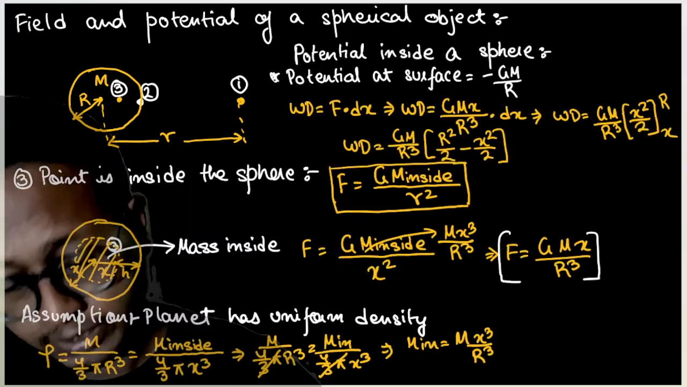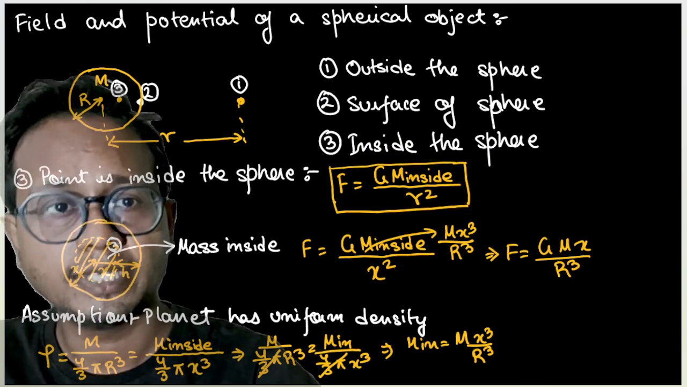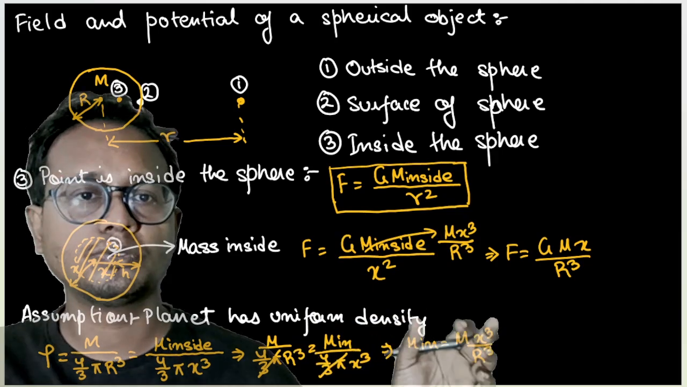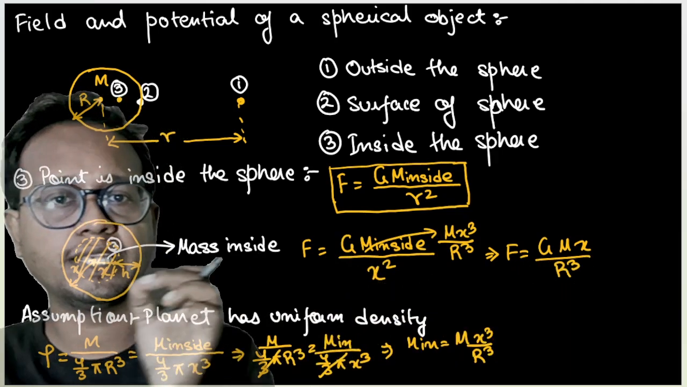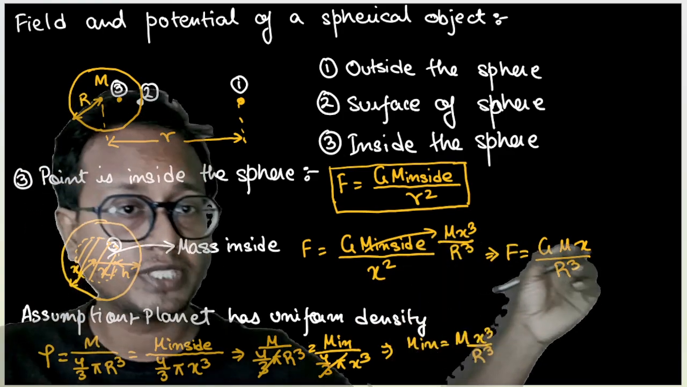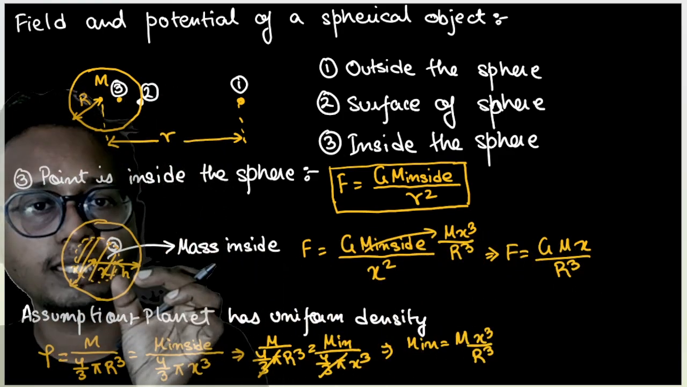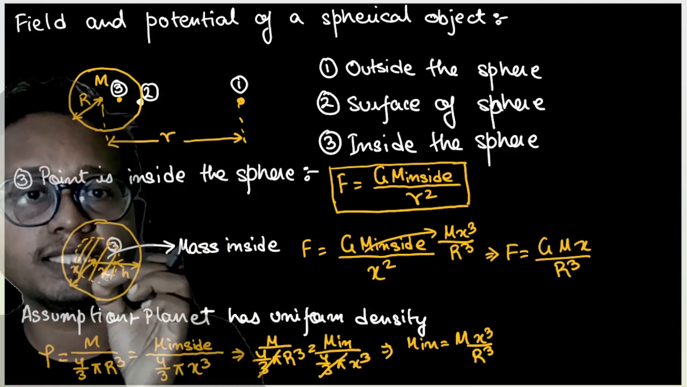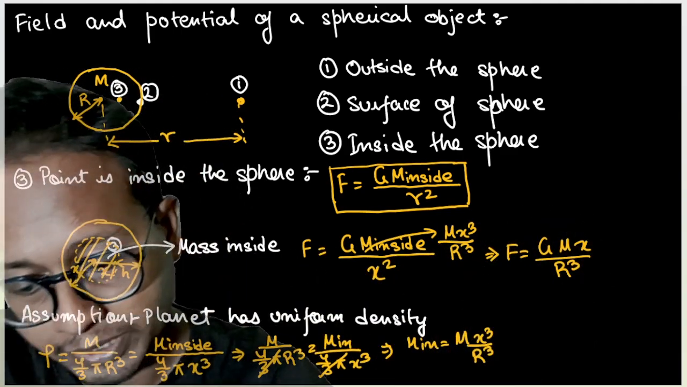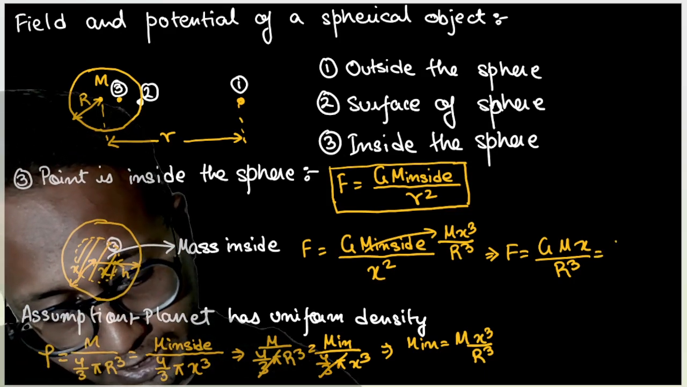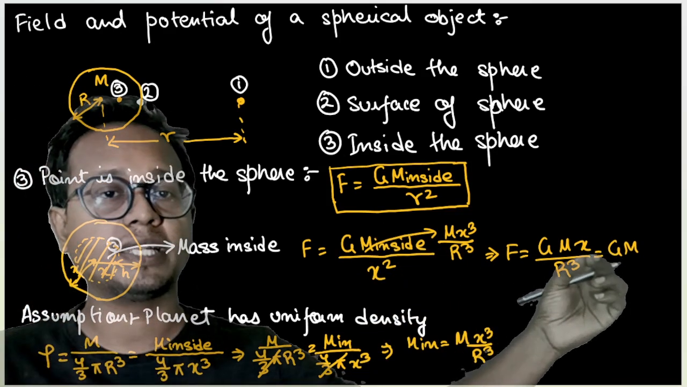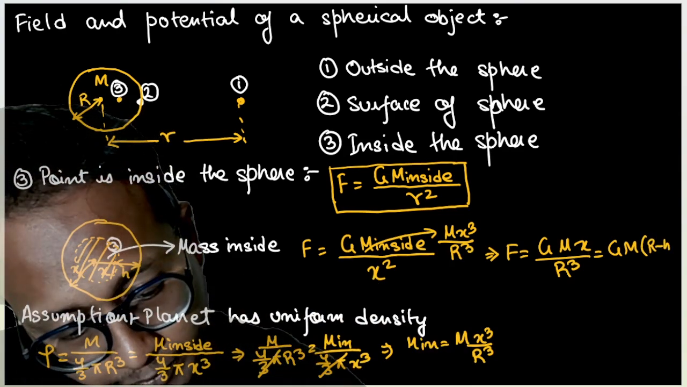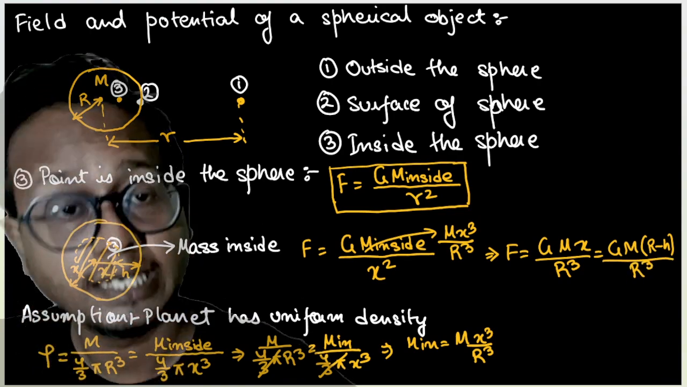this and this. Sorry, inside the sphere the field is given by this formula, GM inside by r square, which amounts to GMx by r cube, where x is the distance from the center. Sometimes instead of x, a few books will use h, where h is the depth from the surface of the earth, and the relation between x and h is x plus h equals r. So you can directly substitute x equals r minus h, giving GM (r minus h) by r cube, where h is the depth from the surface.